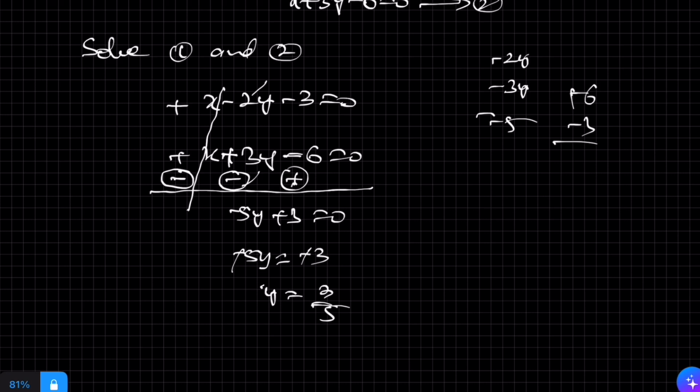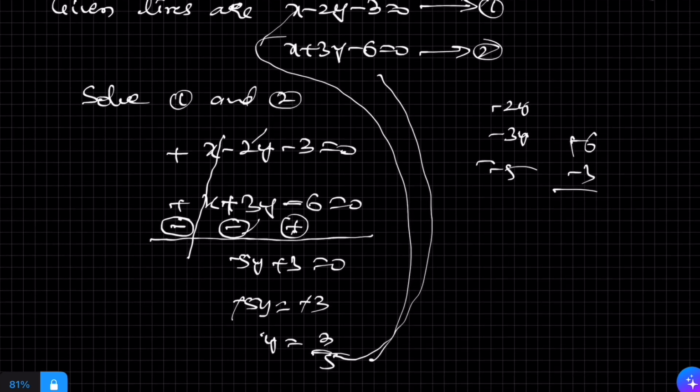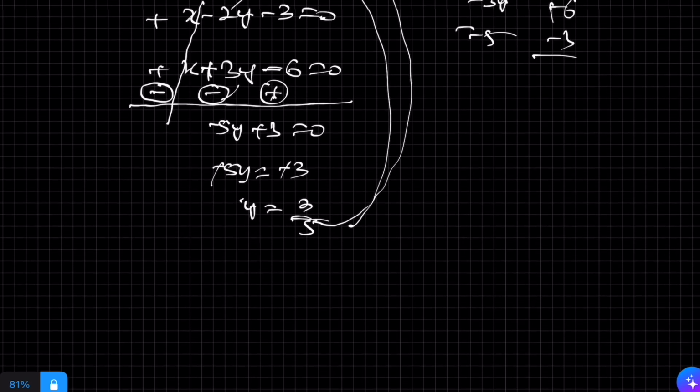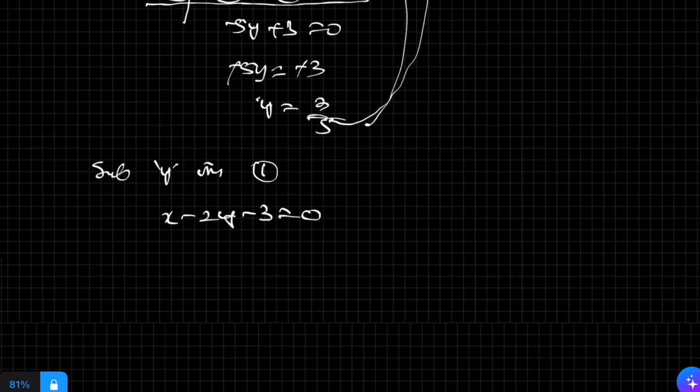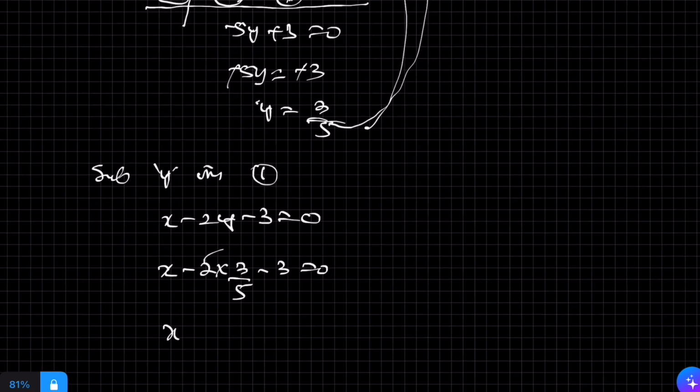So y equal to 3 by 5. Once you get the y value, you can put it in either the first equation or the second equation to get the x value. Here I'll choose the first equation. Let me substitute y in equation 1. My equation 1 is x minus 2y minus 3 equals 0. The y value we already know, so x minus 2 into 3 by 5 minus 3 equal to 0. So x minus 6 by 5 minus 3 equals 0.